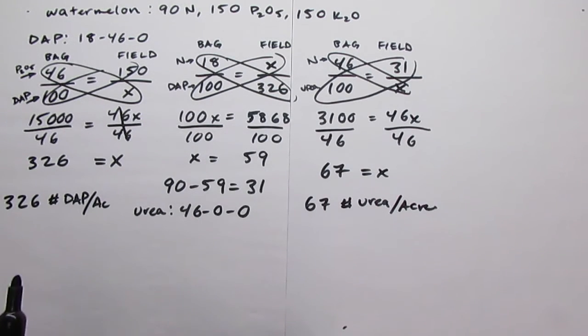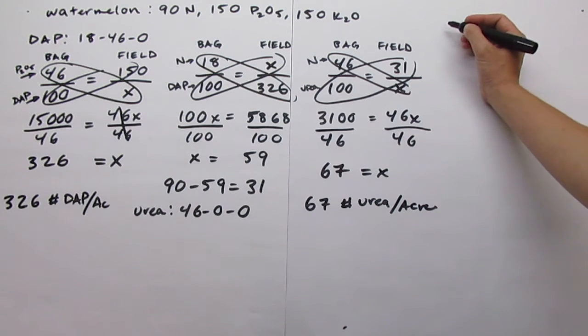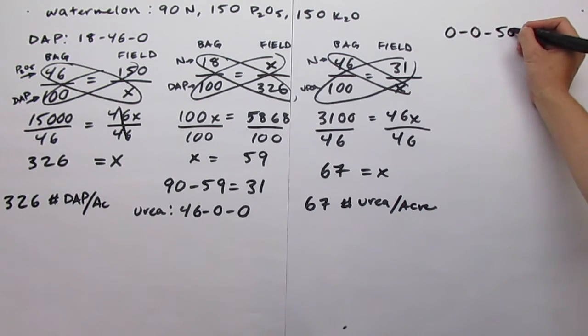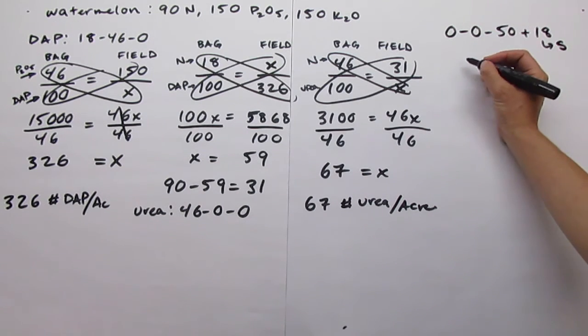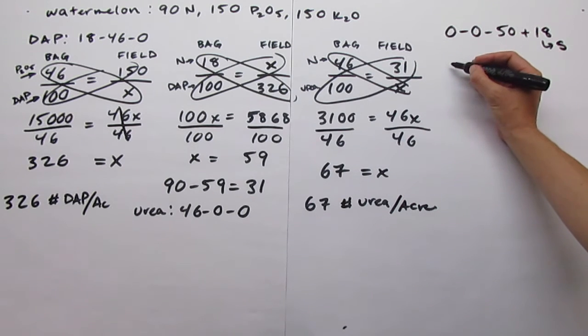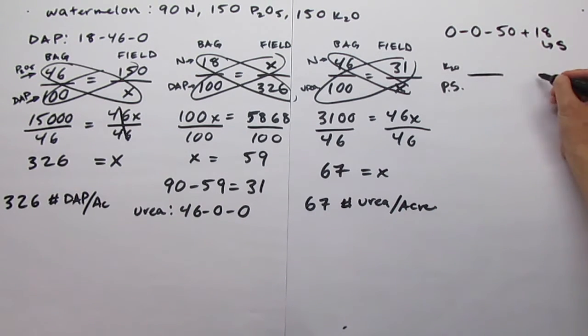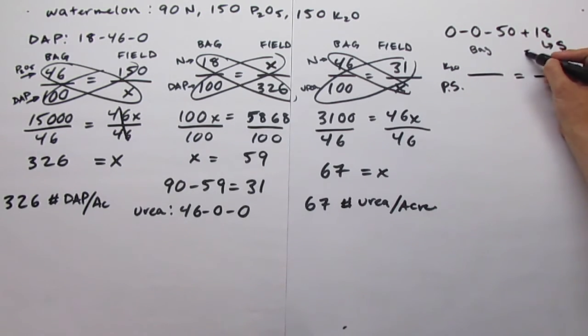So maybe we then go and we get a product like potassium sulfate, which the analysis on potassium sulfate is normally something like 0-0-50 plus 18. The 18 is any sulfur that's contained in that product. So we'll go ahead and set up, again, just one more proportion where we've got our K2O on the top, our potassium sulfate on the bottom. This is our bag. This is our field.